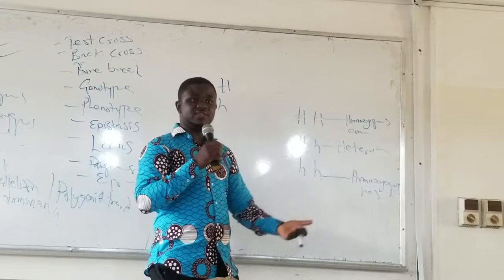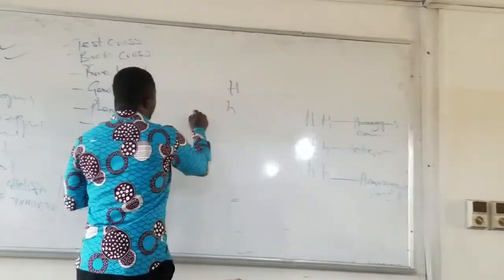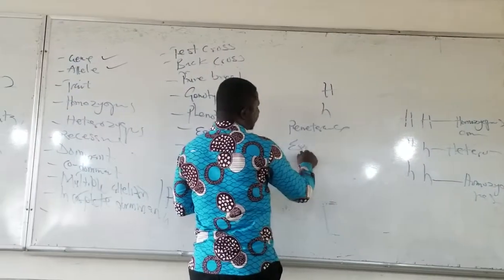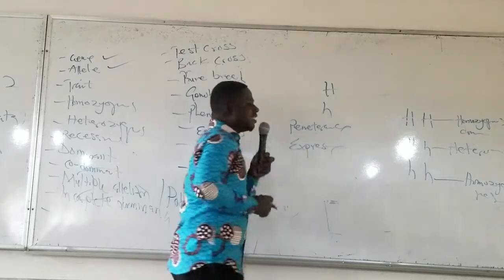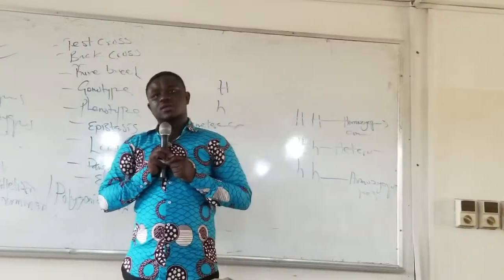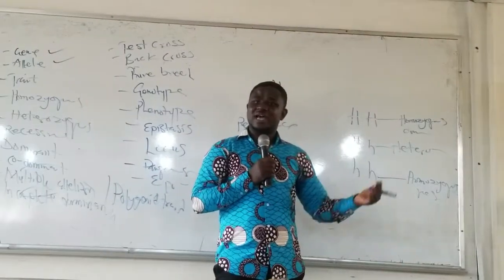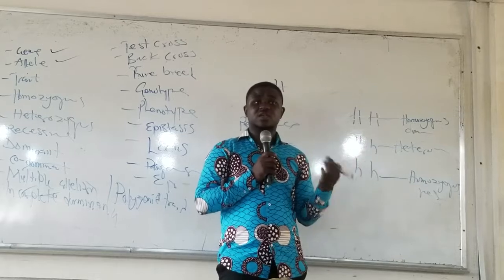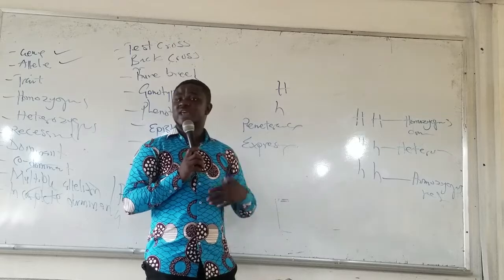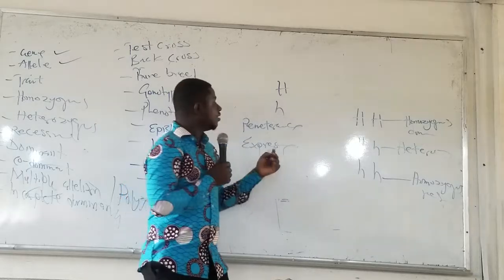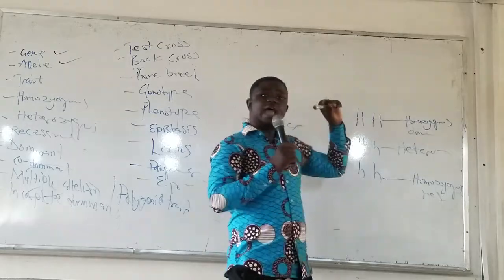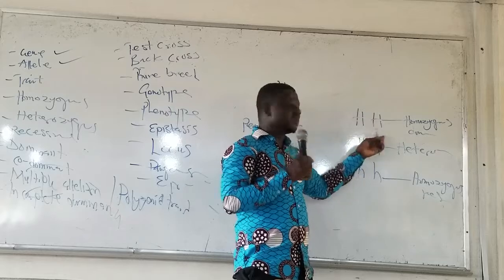Phenotype will be the expressivity. And note these terms: penetrance and expressivity. The fact that you have a gene doesn't mean you show the trait that is controlled by that gene. That is simply because of the issue of dominance, codominance, epistasis, and all those things. Because of that, just having a gene is not a guarantee that you will express the trait that's controlled by that gene.